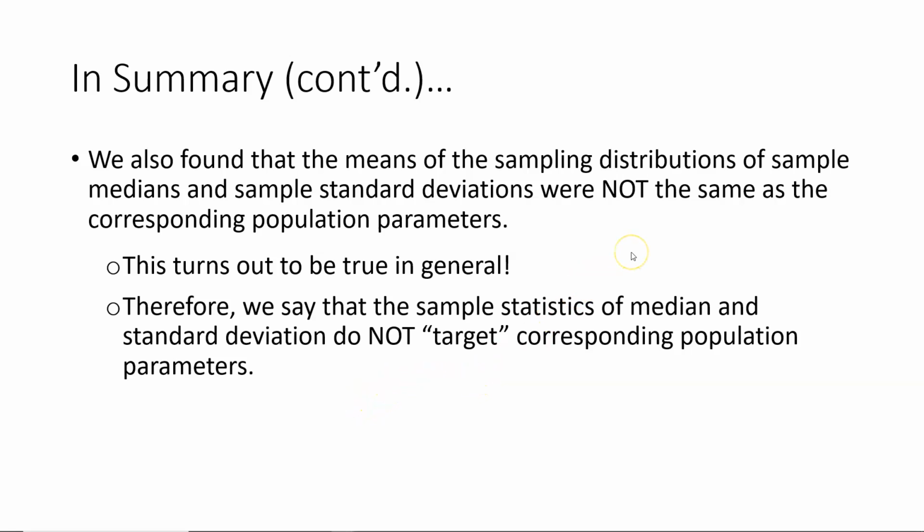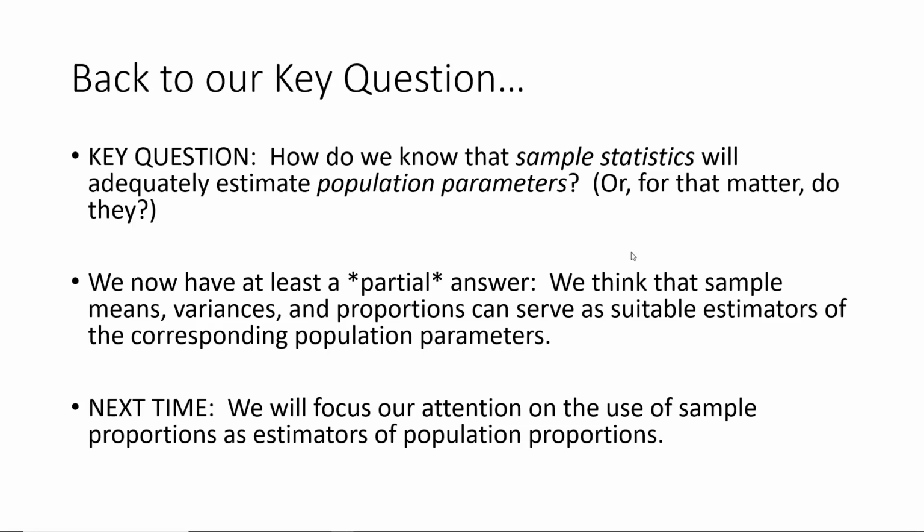Now you may be asking, so what? Well, let's go back to that key question that we had asked earlier. How do we know that sample statistics will adequately estimate population parameters, or for that matter, do they? We now have at least a partial answer. We think that sample means, variances, and proportions can serve as suitable estimators of the corresponding population parameters. Next time, we will focus our attention on the use of sample proportions as estimators of population proportions, and that's going to occupy our time in Chapter 5, is that particular focus.